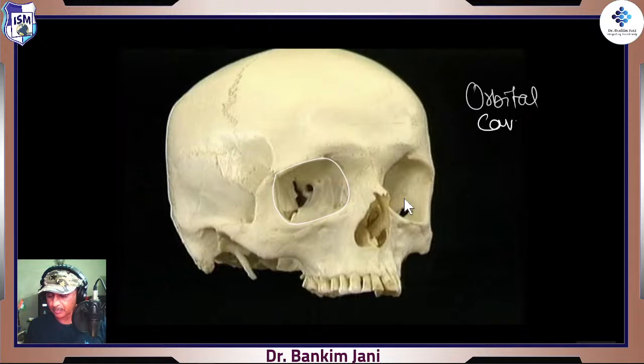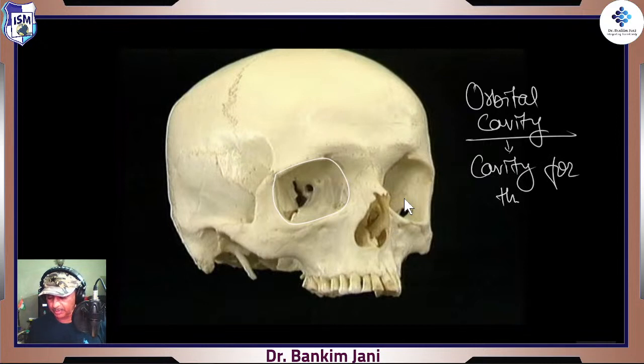Now let's talk about, say we have removed the mandible part, right? We have removed the mandible. So see, this is the orbital cavity, right? So that's the orbital cavity. We have removed the mandible, and this cavity, obviously, is the cavity for the eye, right? For the eyeball.